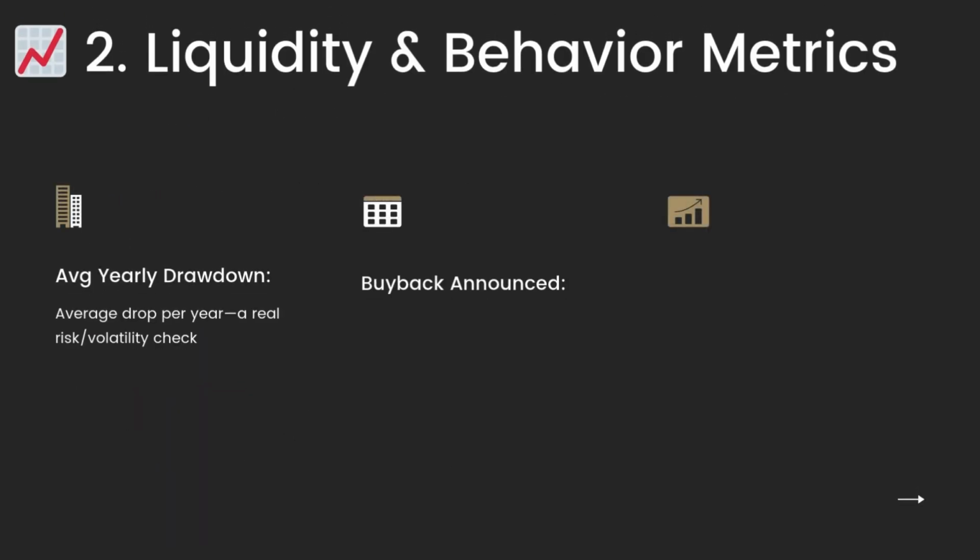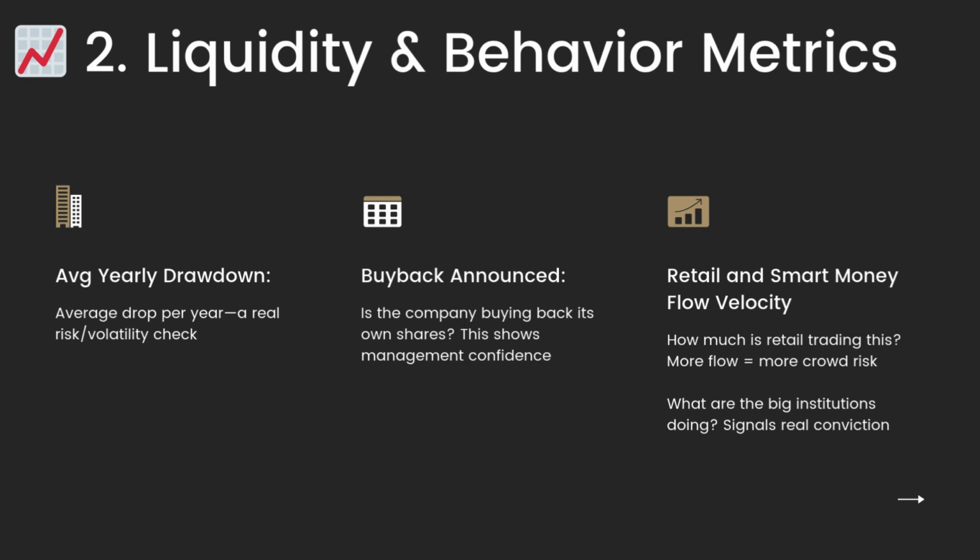All right, let's move into the second pillar, which is liquidity and behavior metrics. This is essentially how the stock moves on its own, like how it trades, its volatility, buybacks, who owns it, crowd psychology, all that good jazz. But in my opinion, the most important thing to look at in this pillar is the average yearly drawdown. This is a massive one, especially if you're looking to get into a position long term or you're looking to do options trading. The average yearly drawdown is quite literally just that.